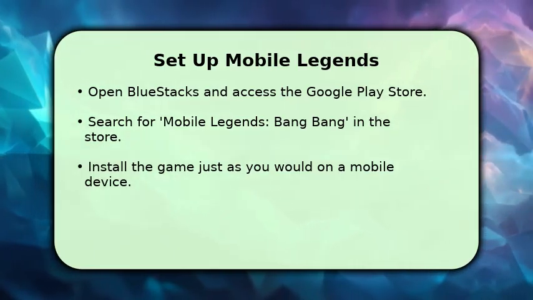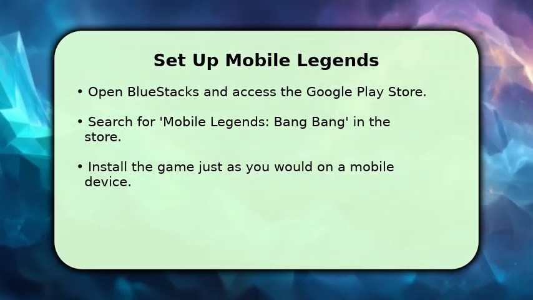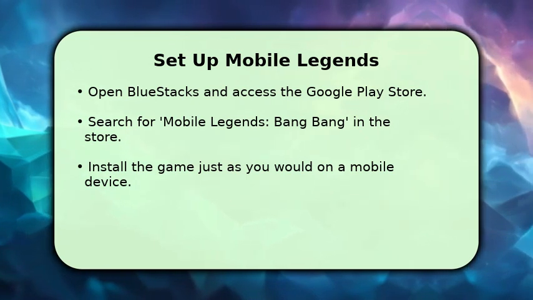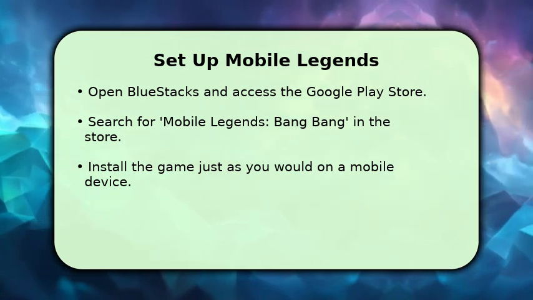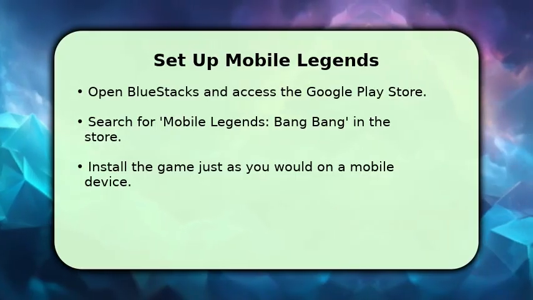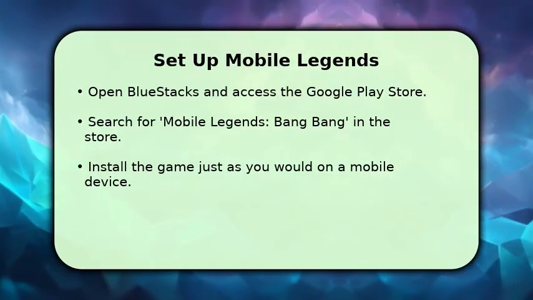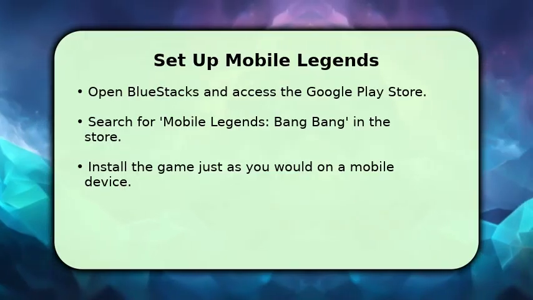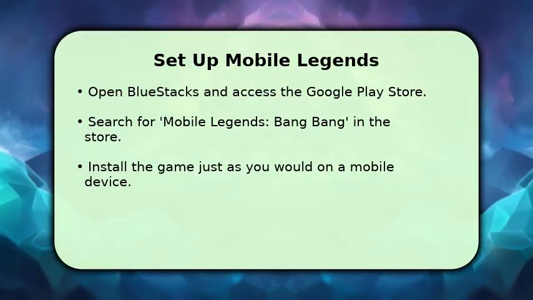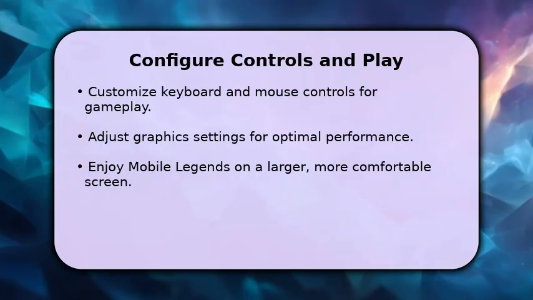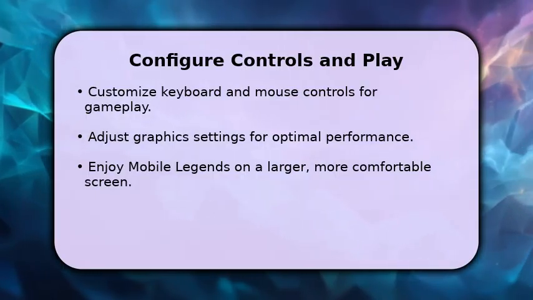Sign in with your Google account to access the store. Use the search bar to find Mobile Legends, Bang Bang, and click to install it. The installation process is similar to downloading an app on your phone, and it might take a few minutes depending on your internet speed. Once Mobile Legends is installed, open it within BlueStacks.